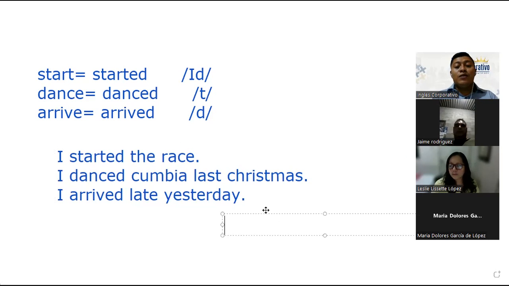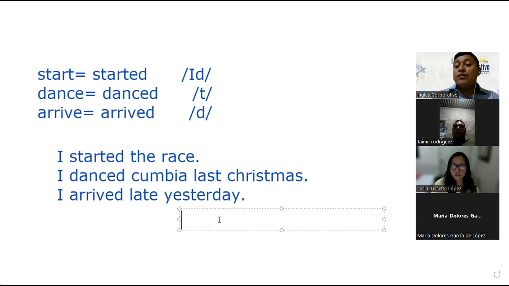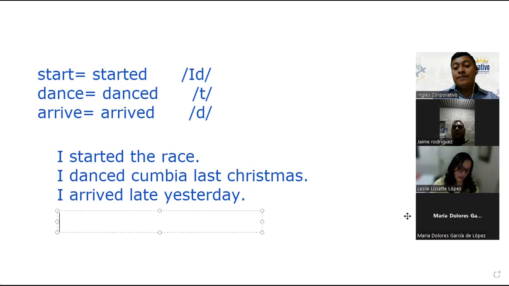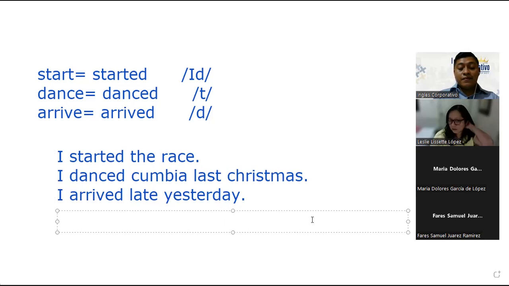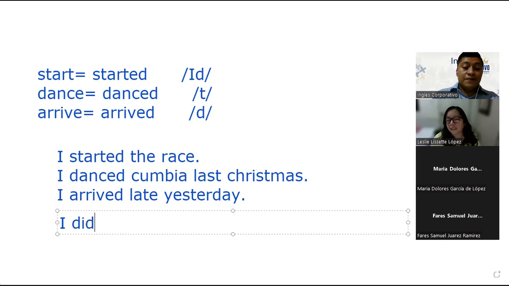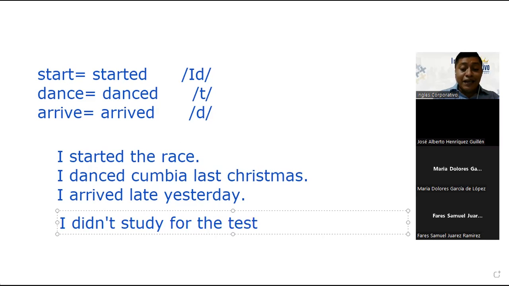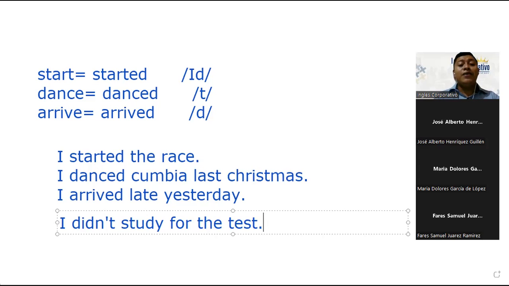También ayer aprendimos cómo hacer oraciones negativas. Por ejemplo, si yo quiero decir yo no estudié para el examen, ¿cómo hago esta oración? El sujeto más el did, que sería en el pasado. Ok. Luego el verbo, pero sin cambiarlo, solo el main verb. Okay. Y lo del complemento. In the complement. Ok, excellent. I didn't study for the test. Así nos quedaría la oración.